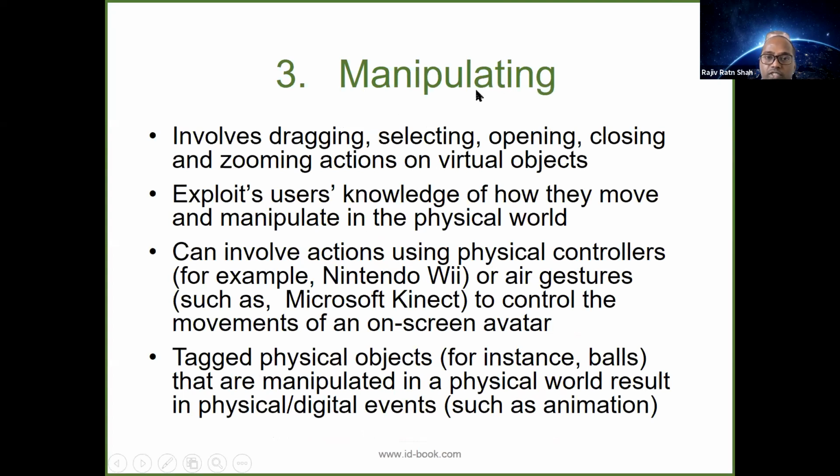So the next interaction type is manipulating, as we have discussed. It involves dragging, selecting, opening, closing, zooming in, zooming out, actions on virtual objects. Some examples are Microsoft Kinect, Nintendo Wii, and so on. Similarly, physical objects, like for example balls that are manipulated in the physical world, result in physical and digital events, such as animation. And that kind of animation is again an example of, in a way, manipulating the objects around you, and you can take some actions.